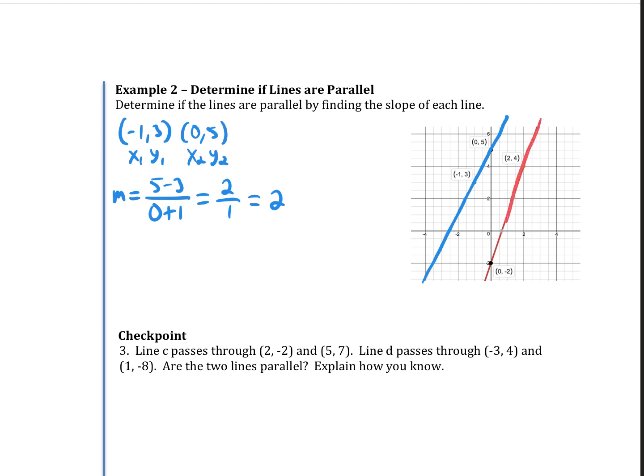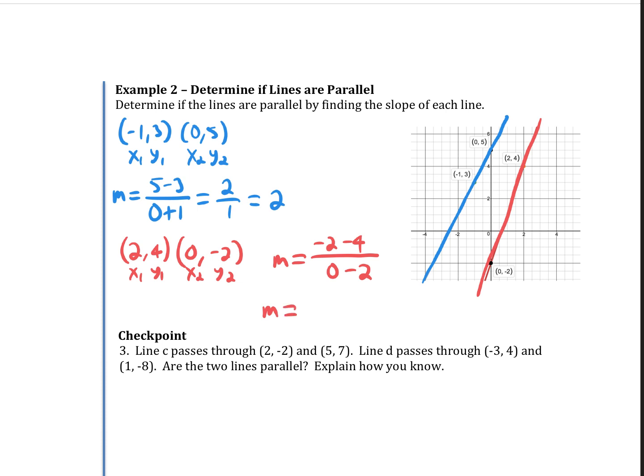Now this red line right here, what are the coordinates of the red line? We have 2, 4, and we also have 0, -2. So again, we label our points x1, y1, x2, y2. So we're going to do m equals y2 minus y1, which is -2 minus 4, over 0 minus 2. So m equals -2 minus 4 is -6, 0 minus 2 is -2, which equals 3.